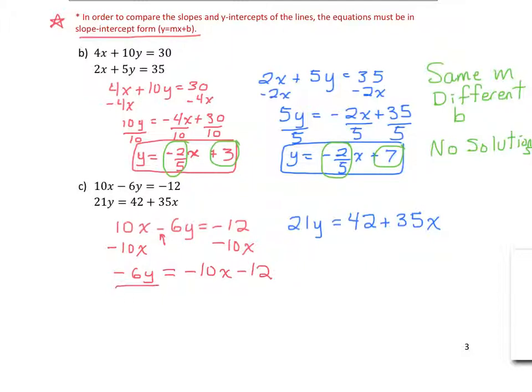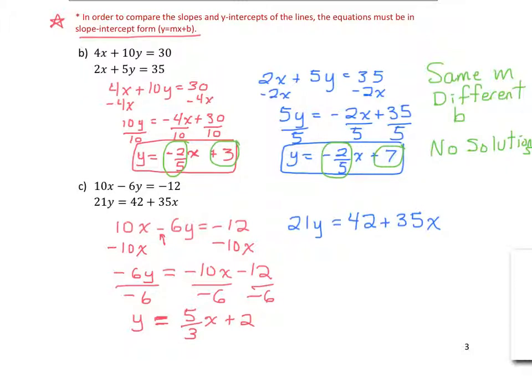Finally, to get y by itself, I need to divide both sides by negative 6. Got to make sure that negative is in there. Negative 6 divided by negative 6 is just positive 1y left over, and that will be equal to negative 10 divided by negative 6, which is 5 over 3, and it'll be positive because we have a negative divided by a negative, so it equals a positive, and then negative 12 divided by negative 6 is positive 2. So our equation is y equals 5 over 3x plus 2.